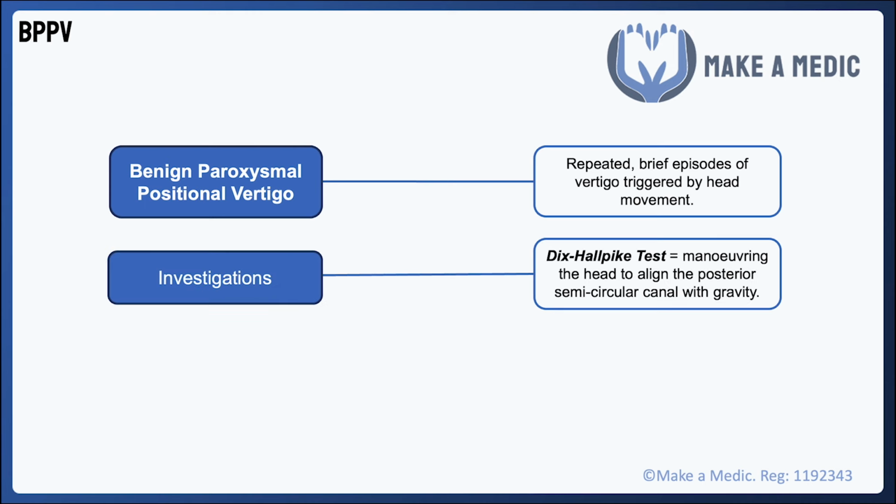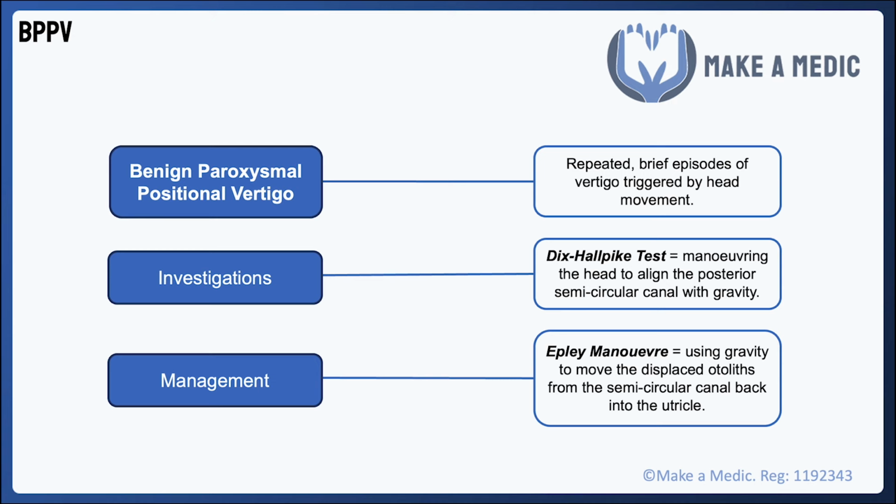And the main investigation is the Dix-Hallpike test, which is a maneuver that specifically targets the posterior semicircular canal to assess for its involvement. And a positive test will produce the symptoms of vertigo and nystagmus. And the main treatment for BPPV is the Epley maneuver, which aims to move the displaced otolith back into the utricle so that it stops disrupting the semicircular canals.